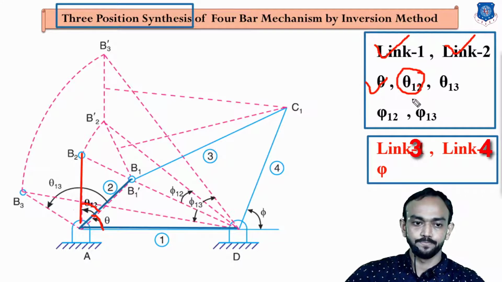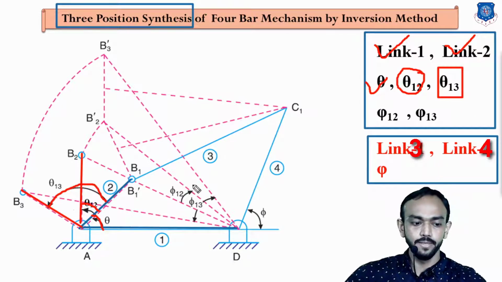And after that we are going to third position, link number 1 3, and the angle is given here. You can check theta 1 3 is already given, so this angle we put here as theta 1 3. Okay, and after that now we start the synthesis.